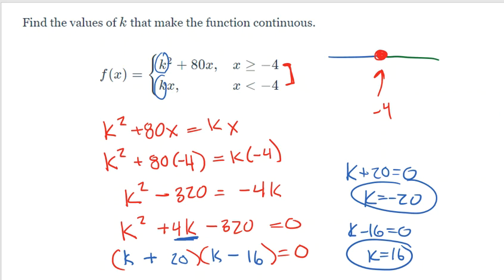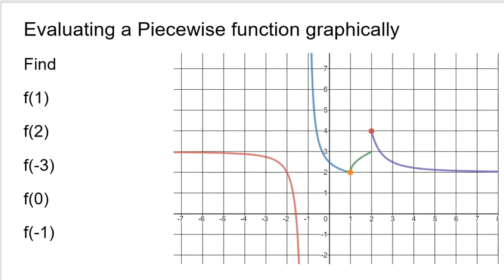So pretty cool, pretty easy example, and hopefully I took some time there to really have that make sense. All right, now, what are the many different things I could ask you to do with a piecewise function? Well, one of them is I could just ask you to evaluate a piecewise function using a graph. So I'm going to show you a picture of the graph, and I'm just going to ask you to evaluate a couple things. What happens to the function when x equals 1, f of 1?